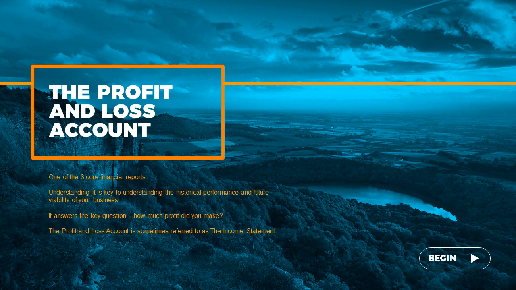In isolation, it does not tell you if you are generating or consuming cash, or how well your assets and working capital are being utilised. To get the visibility of these very important business aspects, we also need to see the balance sheet and the cash flow. The profit and loss account is sometimes referred to as the income statement.